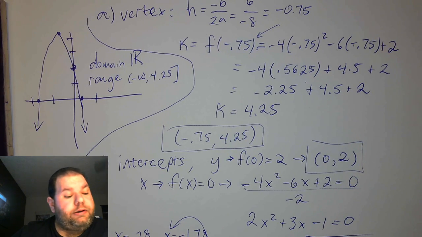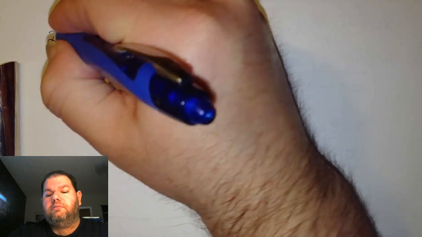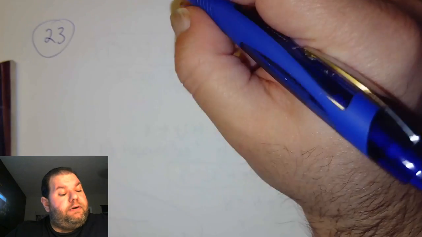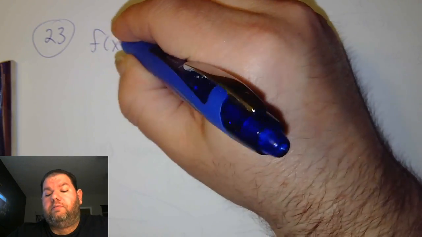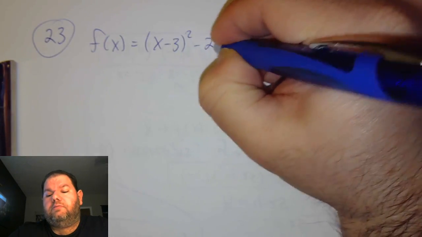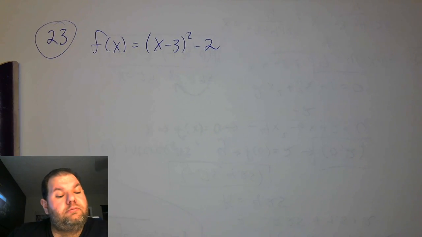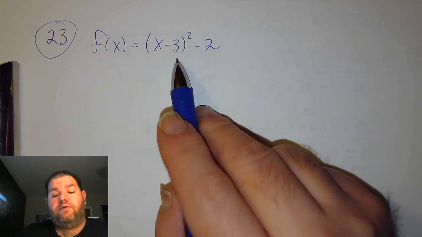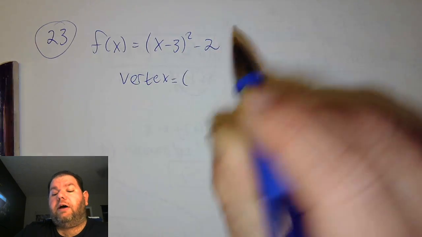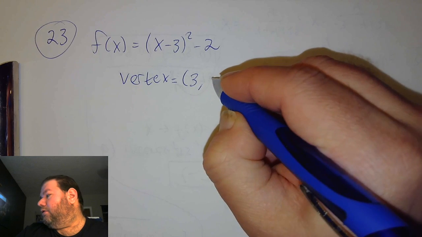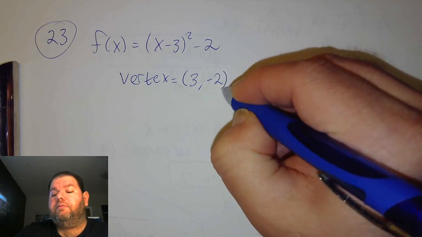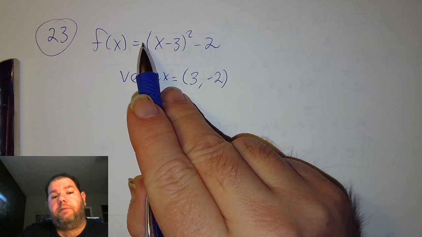Then we also asked for 23. F of x is x minus 3 squared minus 2. Alright, so for our vertex, we can see this is in standard form. So our vertex is the opposite of this number, so this will be a positive 3, and negative 2. Because there's a positive number in front, that means it opens up.